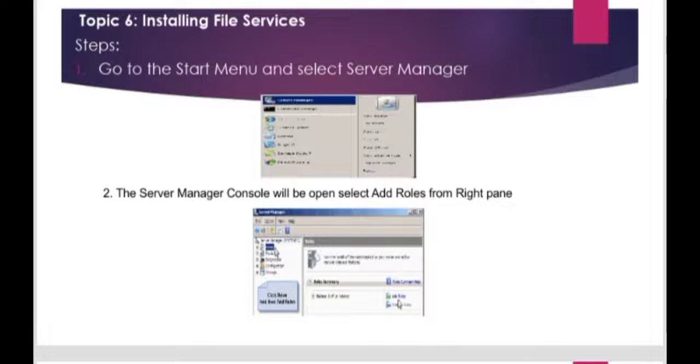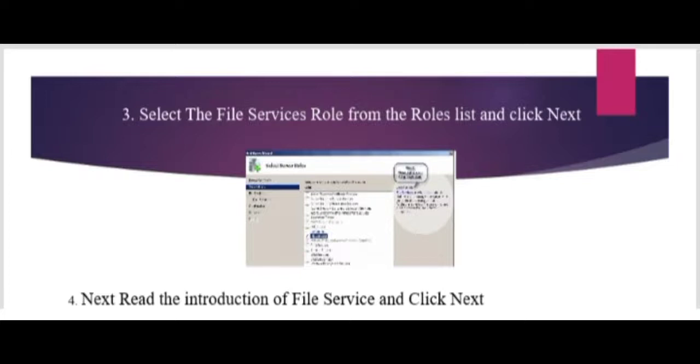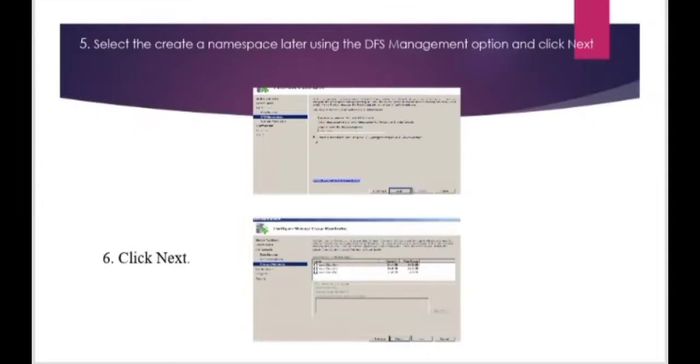Step 1. Go to the Start menu and select Server Manager. Number 2. With the Server Manager console open, select Add Roles in the right pane. 3. Select the File Services role from the roles list and click Next. 4. Next, read the introduction to file services and click Next. 5. Select Create a namespace later using DFS Management, optional, and click Next.